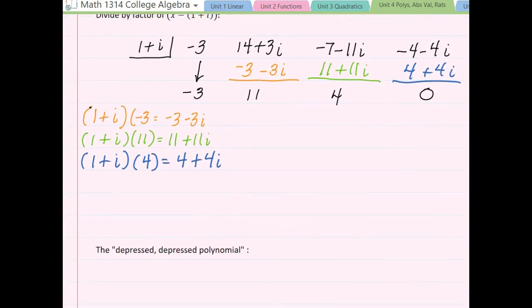Now we can write the depressed polynomial. In other words, -3x squared plus 11x plus 4. This is the last factor after the other two complex zeros.